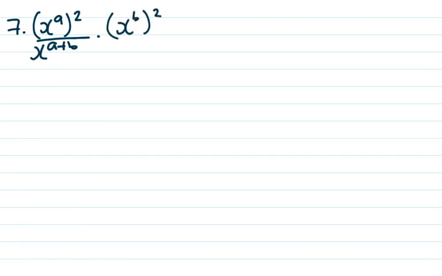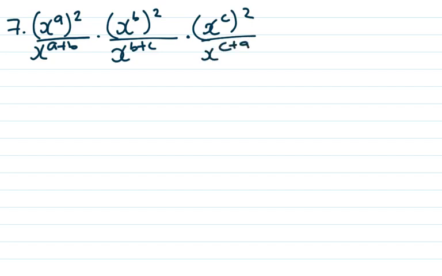All right, number 7. x to the power of a squared divided by x to the power of a plus b times x to the power of b squared divided by x to the power of b plus c times x to the power of c squared divided by x to the power of c plus a. So just like I did in the last one, I'm going to simplify across the numerator and simplify across the denominator. So multiply through.